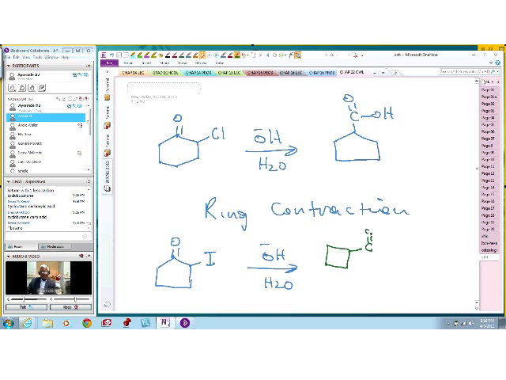So the Favorskii reaction is an excellent reaction for the synthesis of cyclic carboxylic acid using what we call ring contraction. In other words, if you start with a cyclic ketone with an alpha halogenated carbon, then you could react with hydroxide to form a cyclic carboxylic acid.